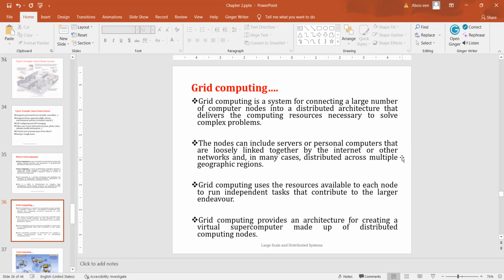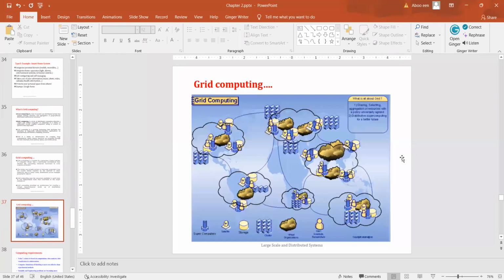Got the idea? Yes, sir. Basically, the idea behind grid computing comes from distributed computing. Now look at this diagram.